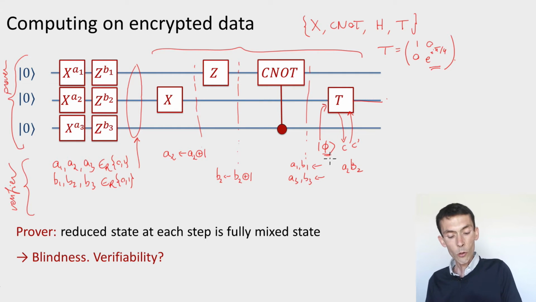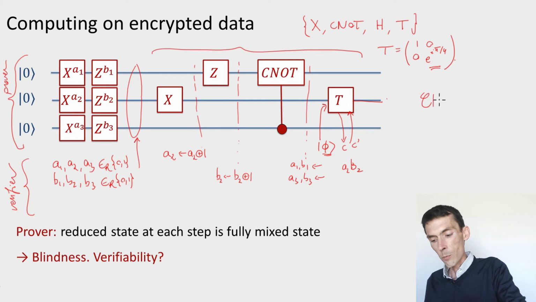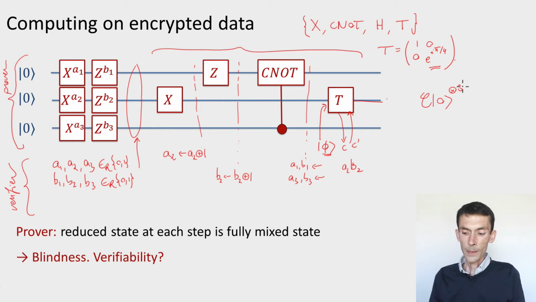But once we know how to do this, we can go through the whole circuit in this way, and what happens is that at the end of the circuit, instead of having the state circuit applied to 0, in my case this is a 3-qubit circuit, this is what we'd like to have, and then we'd ask the prover to measure the output qubit and report the outcome to us.